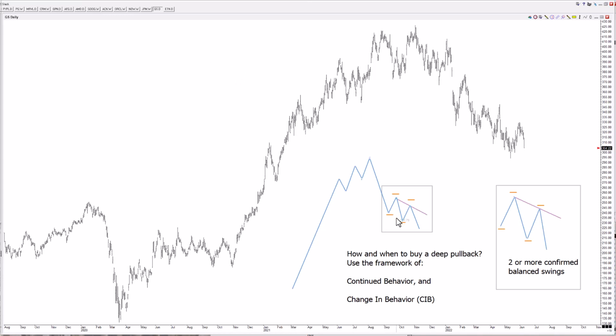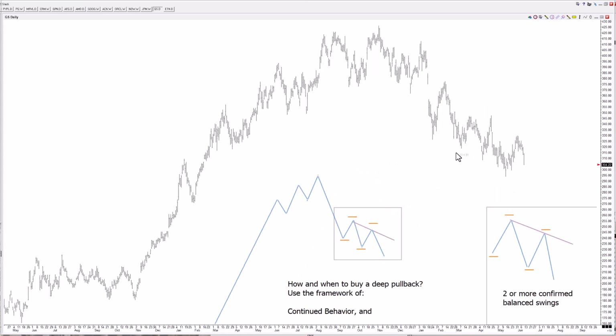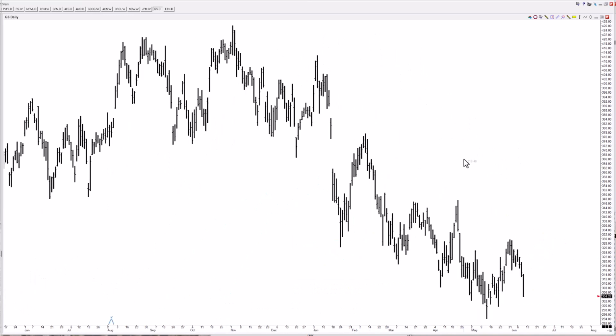So just to recap, we're going to wait for volatility to organize itself in some kind of continued behavior, which will be two or more confirmed balanced swings. And we're going to look for that in the pullback. So let's do that here, and we'll make some observations in this Goldman Sachs. So as we learn to map, right? Now this goes back. These videos build on each other, okay?